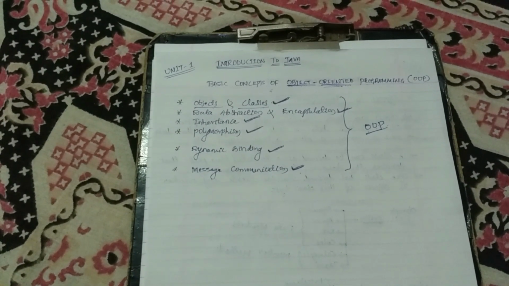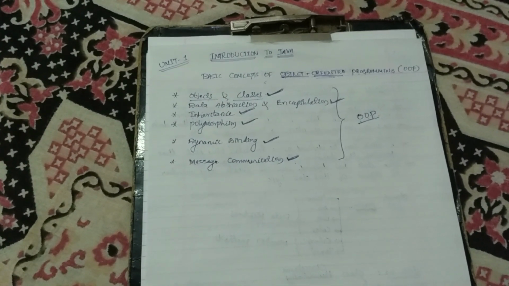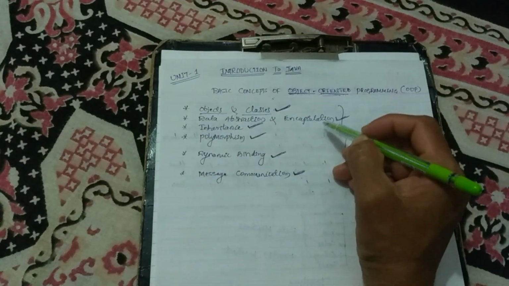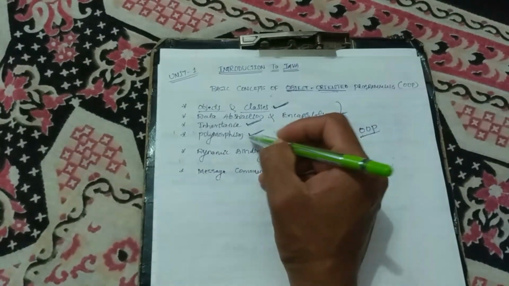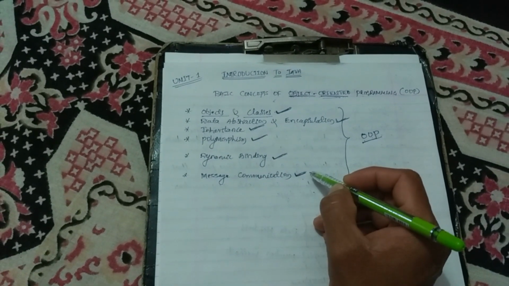Today I'm going to explain to you the basic concepts of object-oriented programming, and it includes objects and classes, data abstraction and encapsulation, inheritance, polymorphism, dynamic binding, and finally message communication.